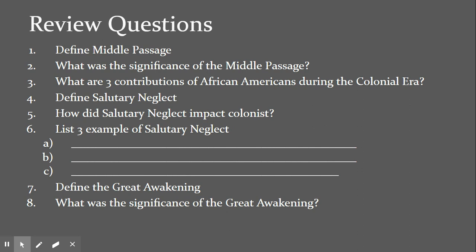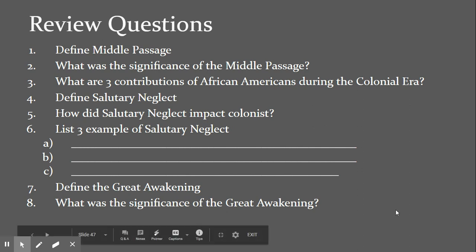That's number 6 as well. Number 7, define the Great Awakening. It's going to be a religious revival, bringing God back into our lives, bringing God back into how we do things, our politics, our ways of life, our economies. And number 8, what was the significance of the Great Awakening? Just what I said. It's going to bring us back to being more focused on God out of the Enlightenment period and using that as a basis for everything that we do.